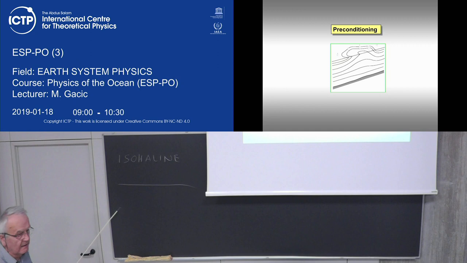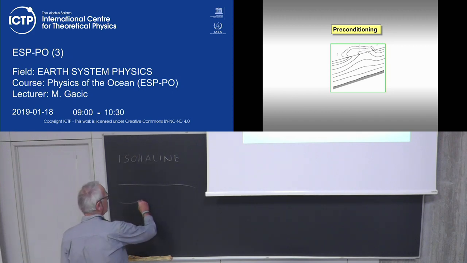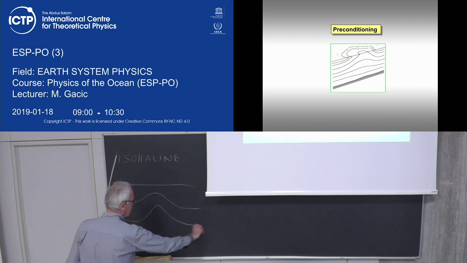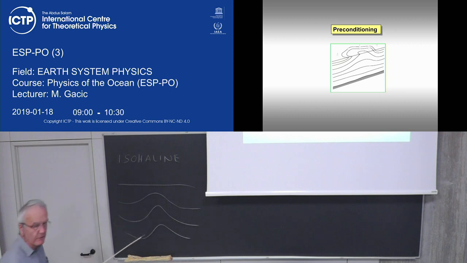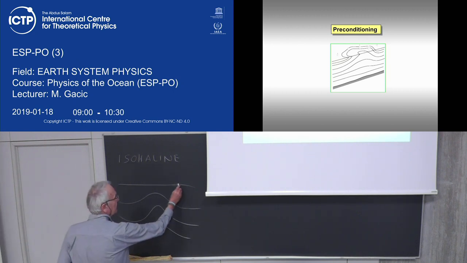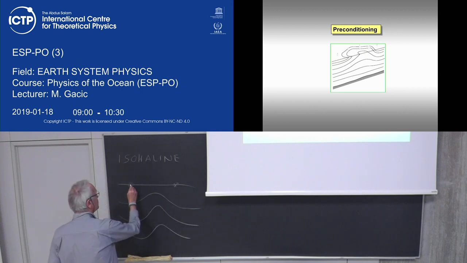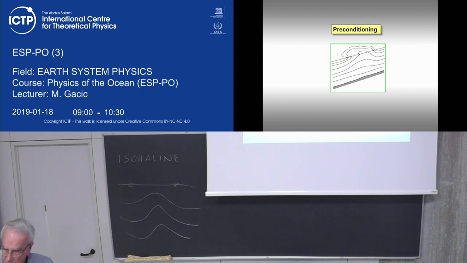This is the sea surface. If you have a cyclonic circulation, that means this type of circulation, what happens with the isopycnals? Isopycnals in the ocean are made like this. These are the isopycnals, the surfaces of equal density. They have this shape because we have the circulation like this at the surface. So in the preconditioning, which is the phase before the dense water formation takes place, we have to have a cyclonic circulation.